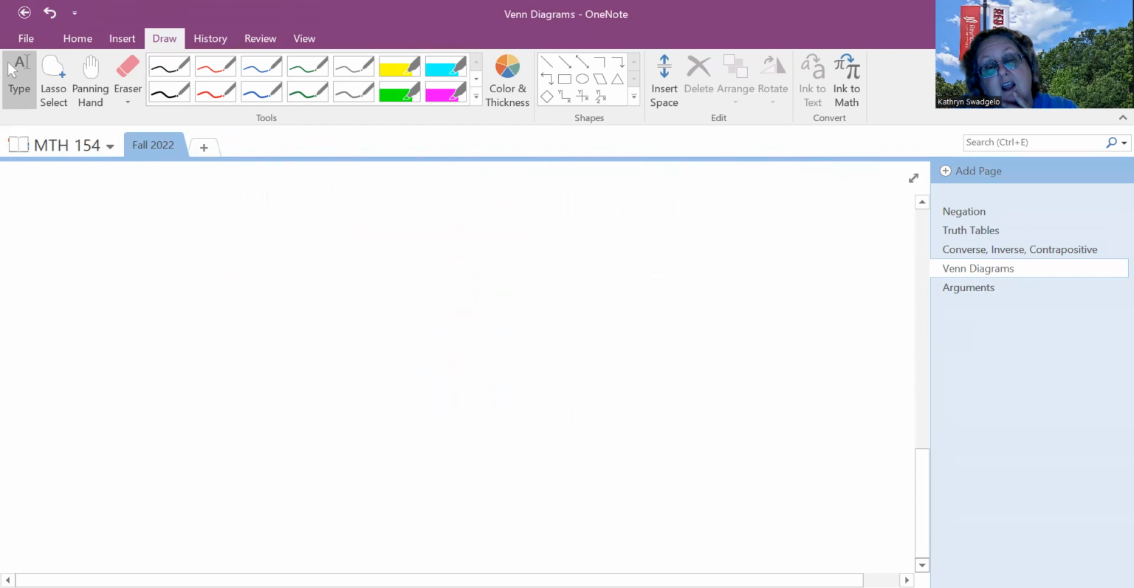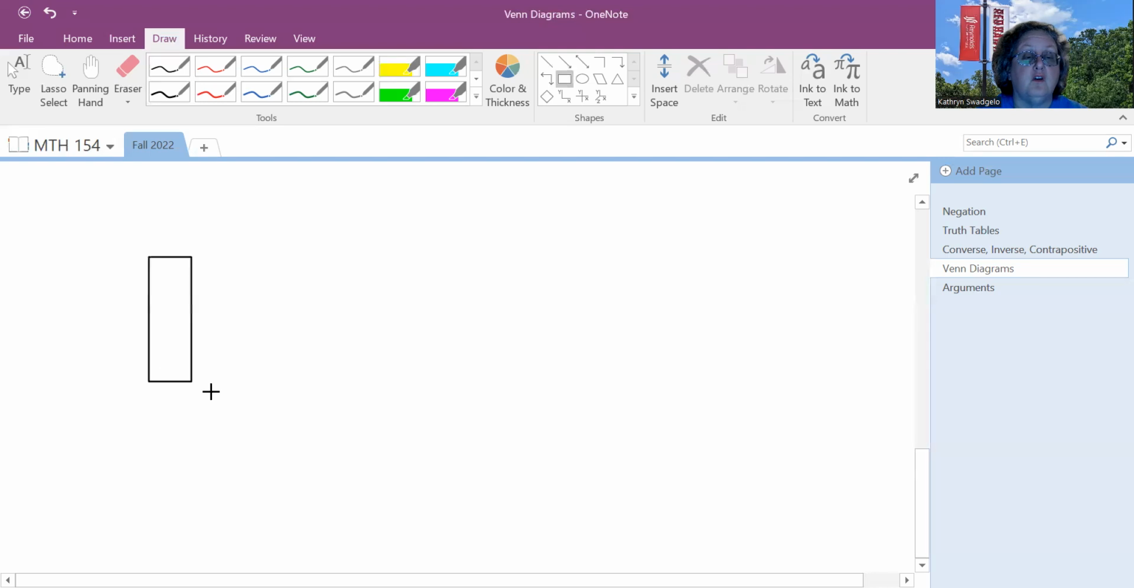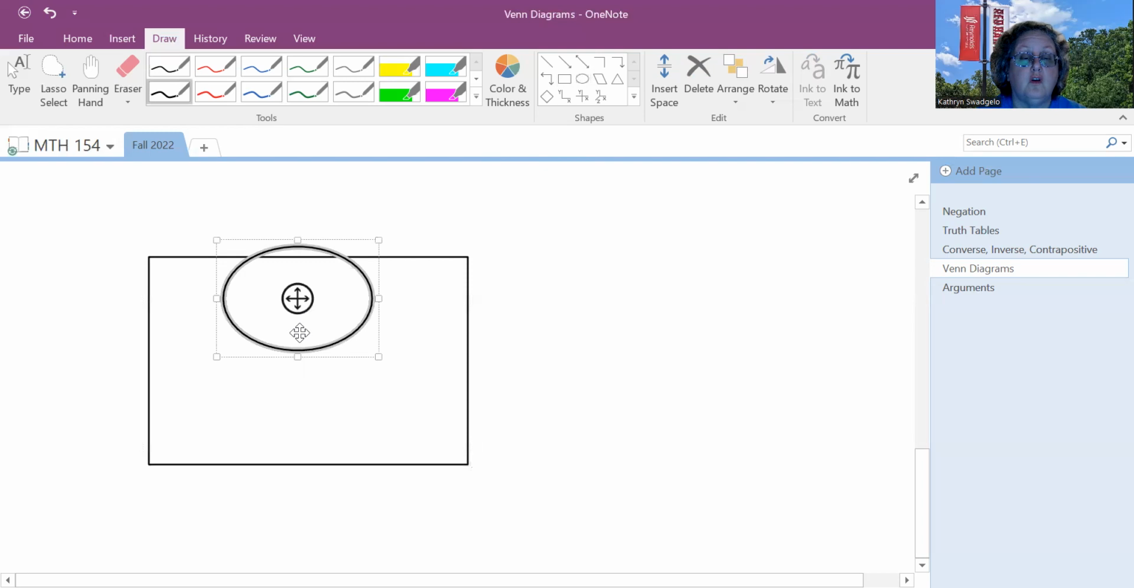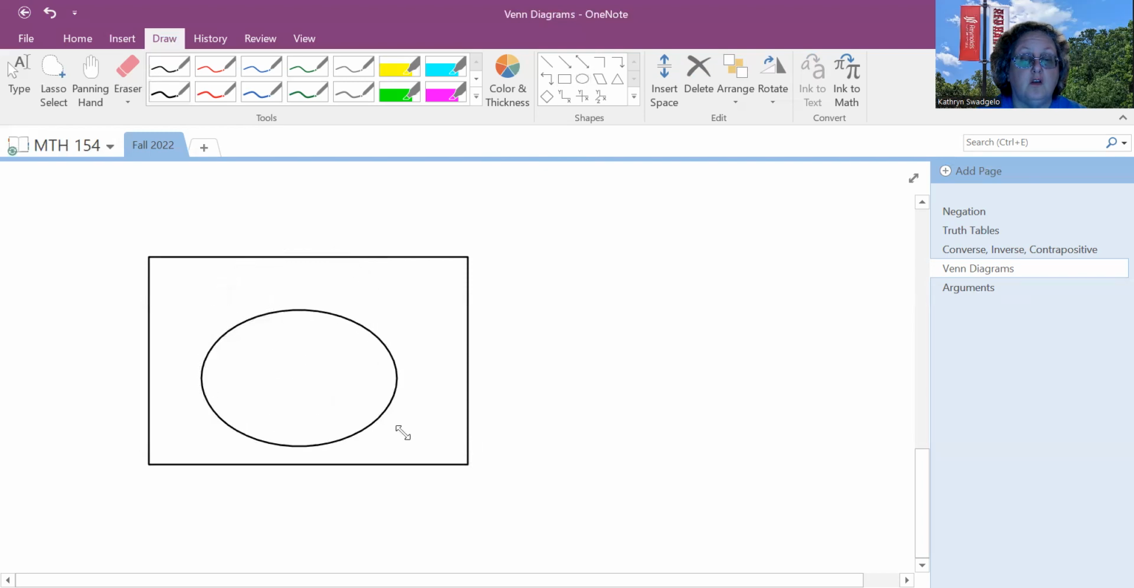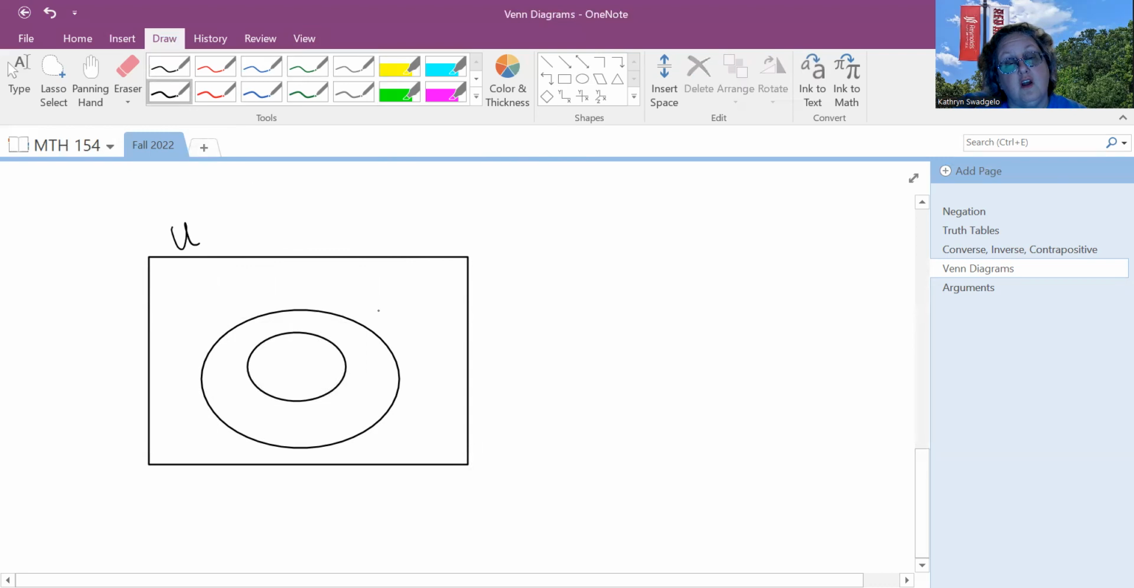Now, sometimes we can have a set right inside of a set. Whoops, let's not use yellow. Let's use black. So I can have a universe, and there's a set, and there could be another set inside of it. So I could have the universe, and I could have set A and set B inside of it.